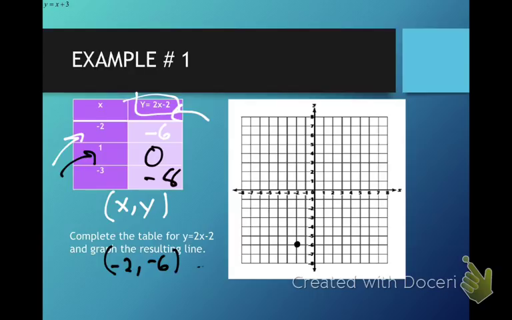We're going to do 1 and 0. 1 across the x-axis and 0 means it's right there. And finally, -3, -8, which is all the way down at the bottom. And look at that. Now, are we done?